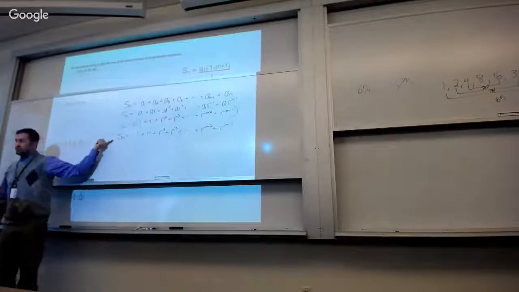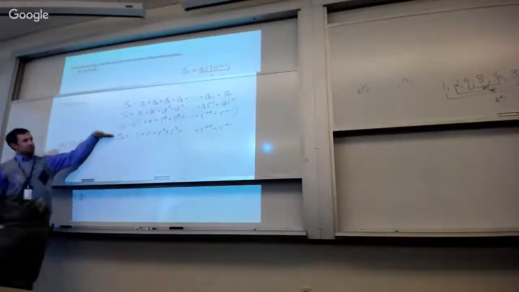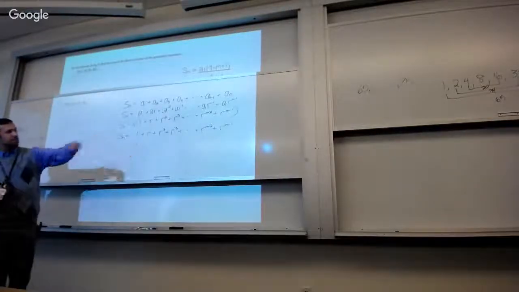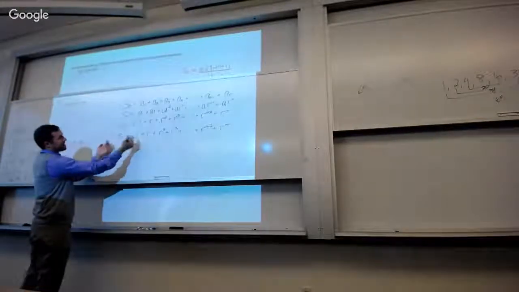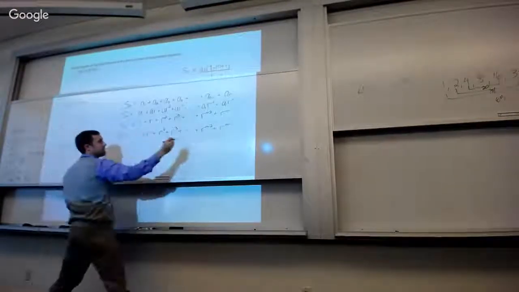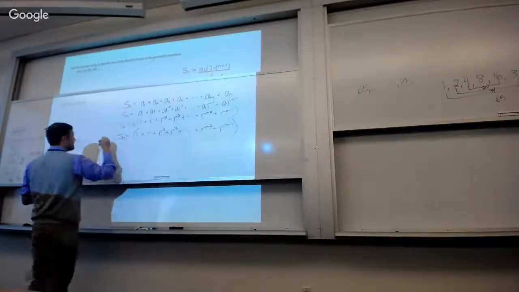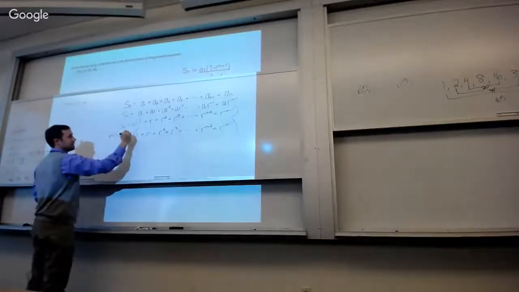So there's a trick, and the trick is what I'm about to show you. Well, how could I find out what all those things add up to? What I'm going to do is do some algebra and multiply both sides times r. What would happen if I multiplied both sides times r?